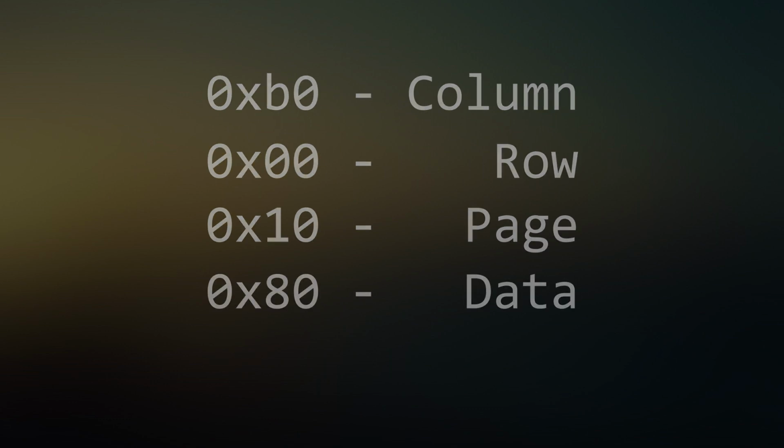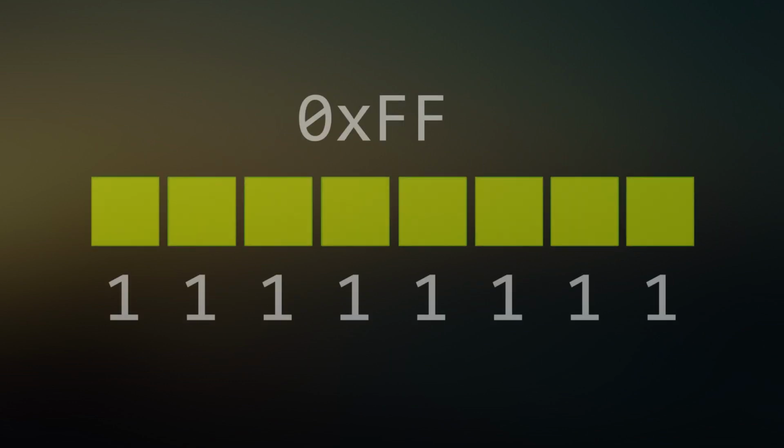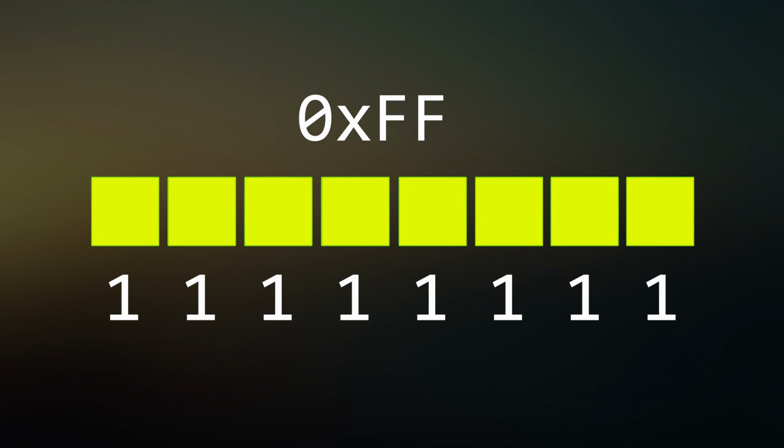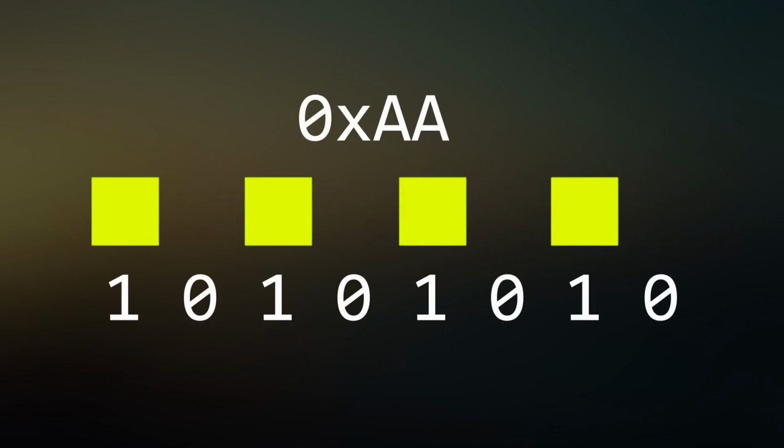We have to understand that we are always sending byte-sized packages. So for example, if we send hex value FF, it will look like 11111111 in binary, and that will print an 8 pixel long line. Another example, if we send hex value AA, or 10101010 in binary, that will print a dotted line.